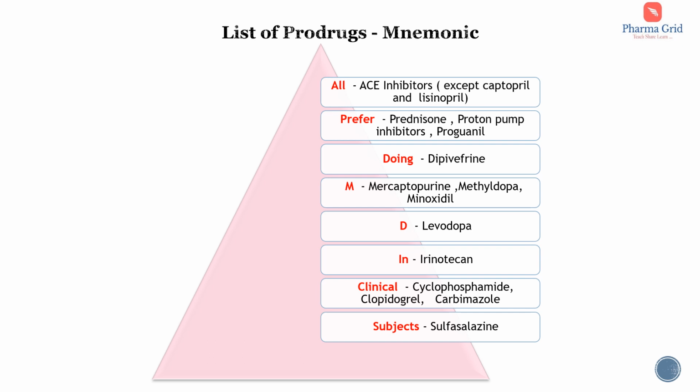Okay, so I stands for irinotecan, and in the CLINICAL, C stands for cyclophosphamide, clopidogrel and carbimazole, and in the SUBJECTS, S stands for sulfasalazine. So the mnemonic is ALL PREFER DOING MD IN CLINICAL SUBJECTS.